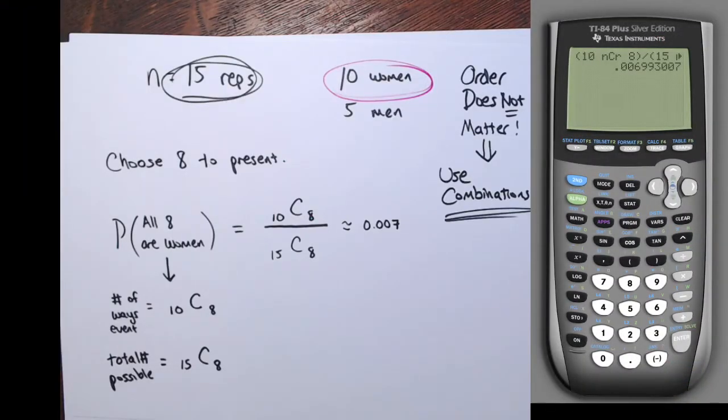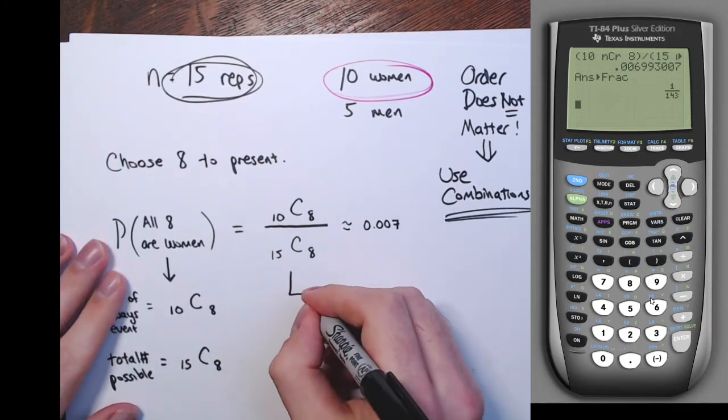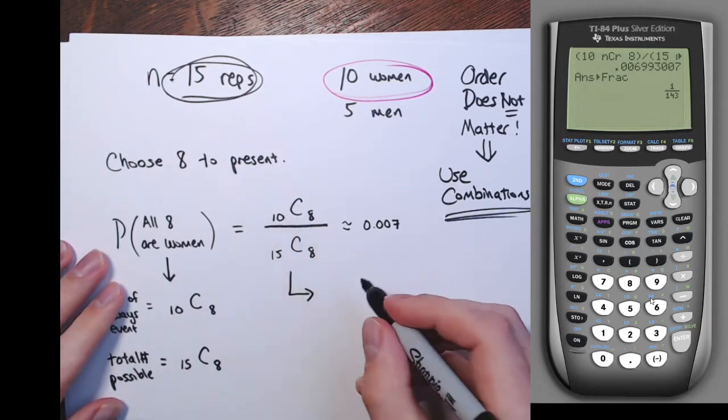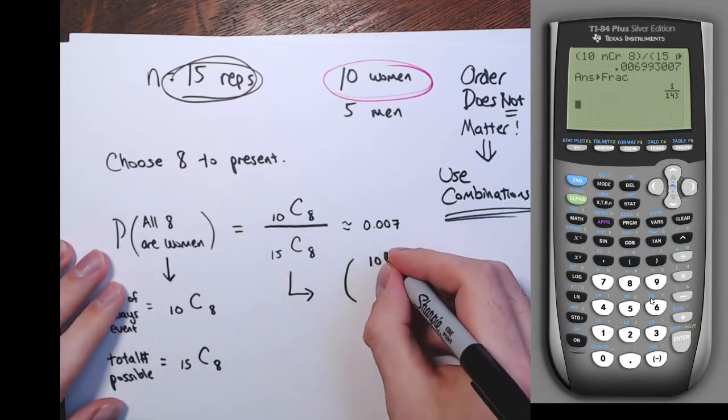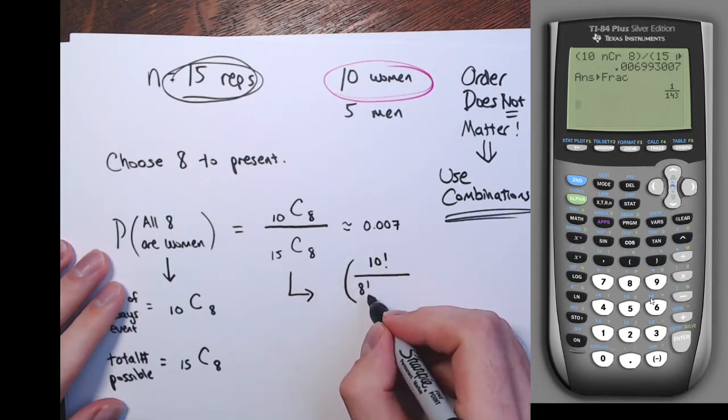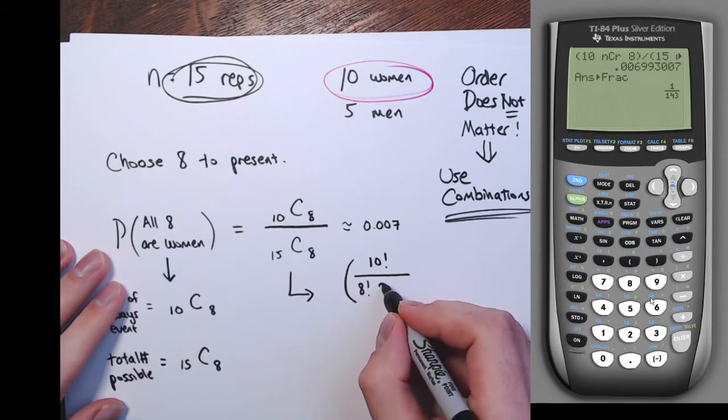All right. Now you can do this a couple ways. On the calculator, once my number's up there, the 0.0069993007 like that, you can hit math, change to fraction, and it's 1 over 143. Right? It's that simple. But if you wanted to do it by hand, I'd have to use the formulas for combinations, right? Remember what 10 choose 8 means. That's 10 factorial divided by 8 factorial, that was r factorial, times 10 minus 8, or 2 factorial.